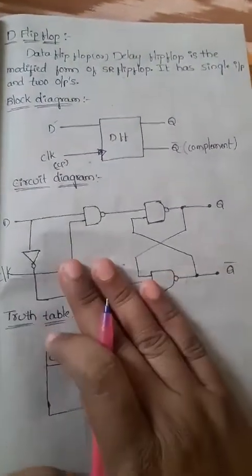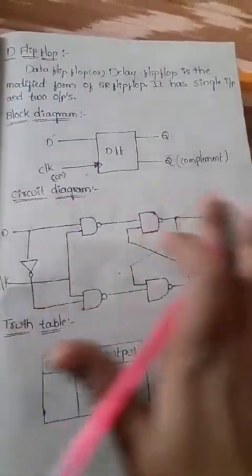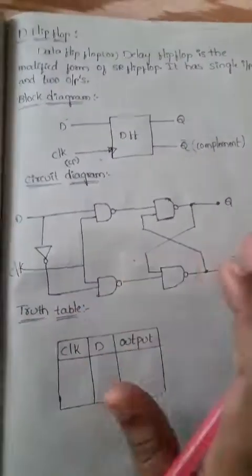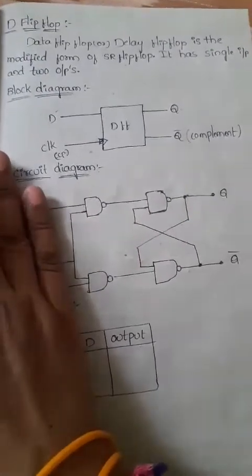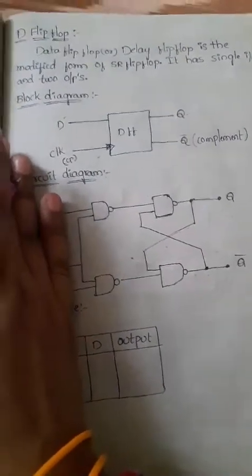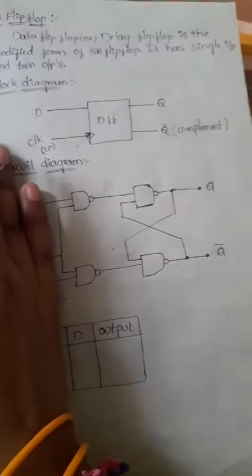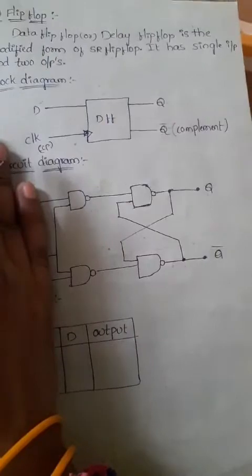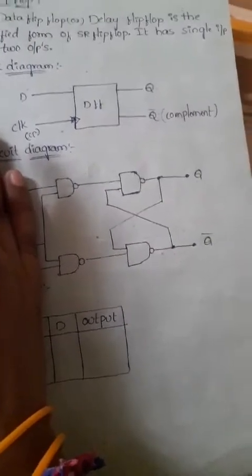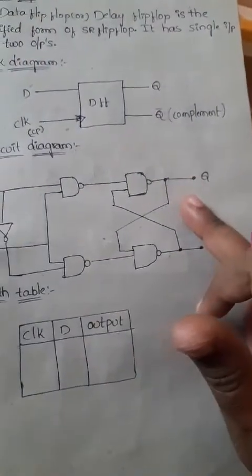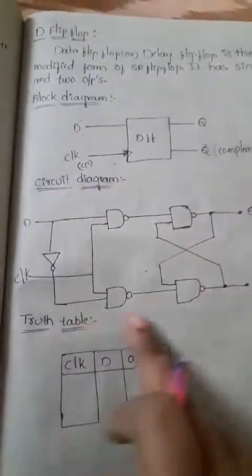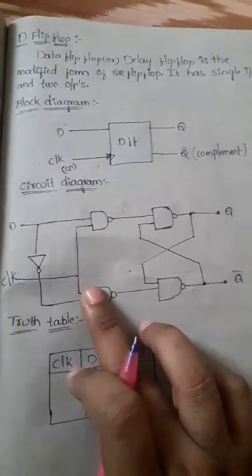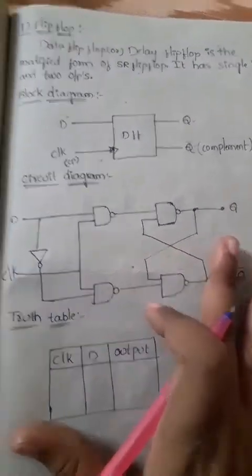Now let's see the circuit diagram. This is the circuit diagram of the D type flip-flop. It looks exactly like the SR flip-flop, except for this NOT gate. The D type flip-flop will be considered as NAND logic. That means the SR latch will be connected with NAND logic, as well as the input gates also connected with the NAND logic.